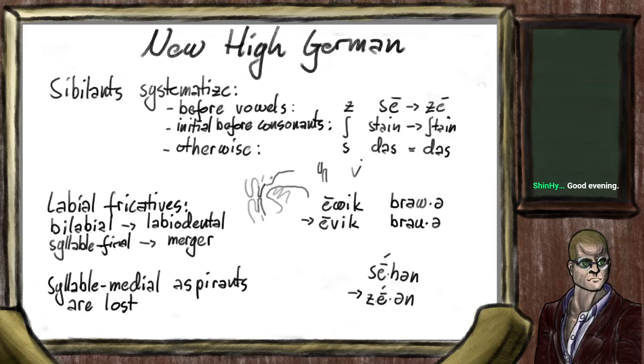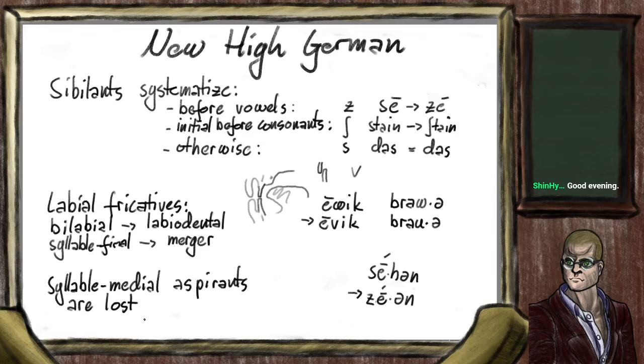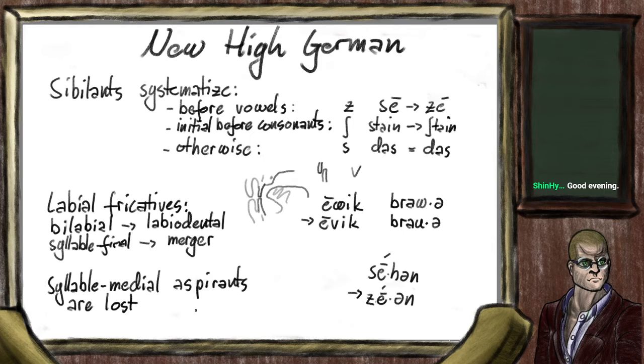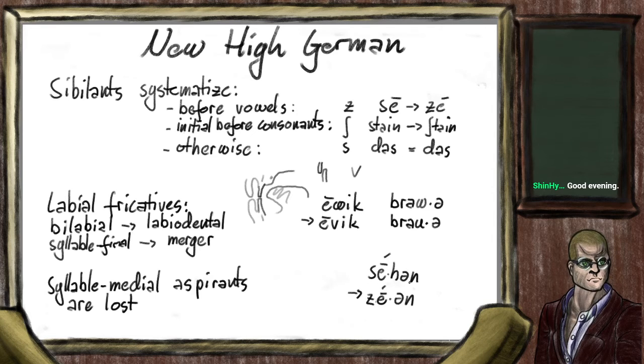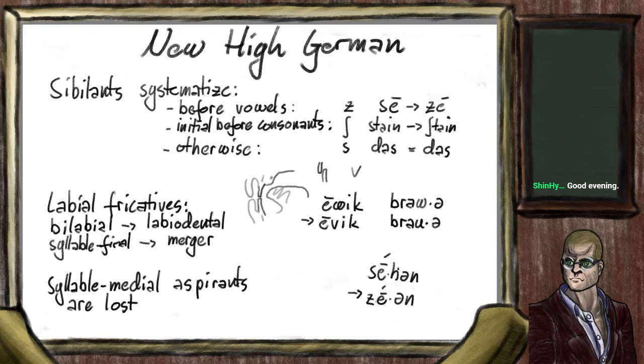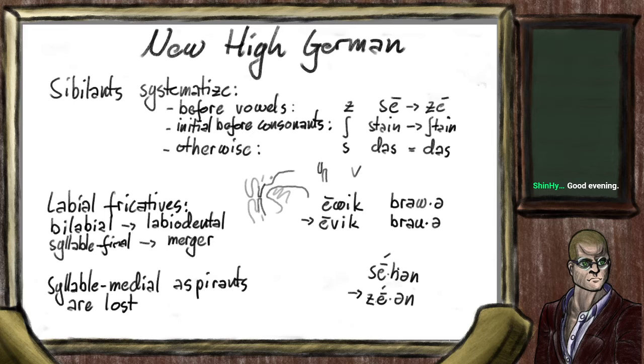So then, getting back to the slides, we have some disappearing aspirants. In this case, syllable medial. Though this is word medial. Of course, aspirants cannot be in the middle of syllables. So we have sehen, to see. In a previous stage of development, it turns into ze, with the sibilant systematization, and the aspirant h disappears. So you get sehen. Again, this is how it is pronounced in modern standard German.